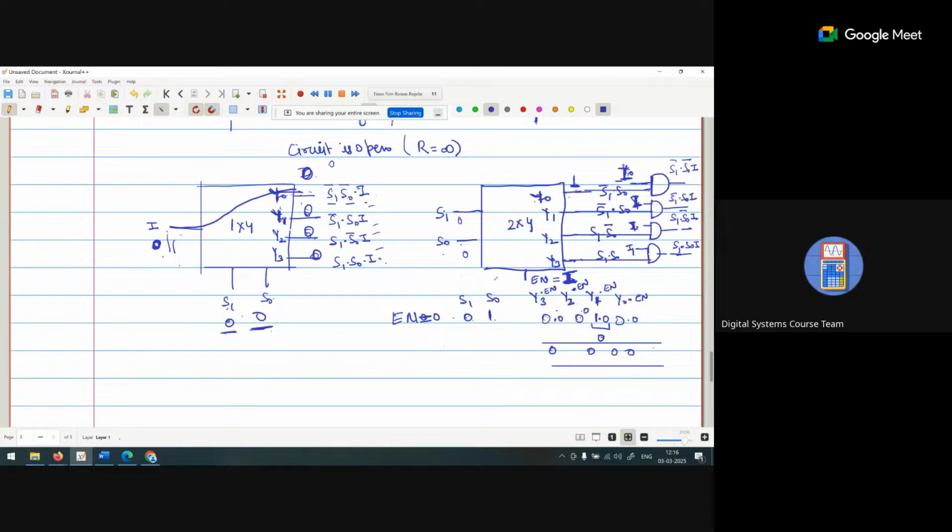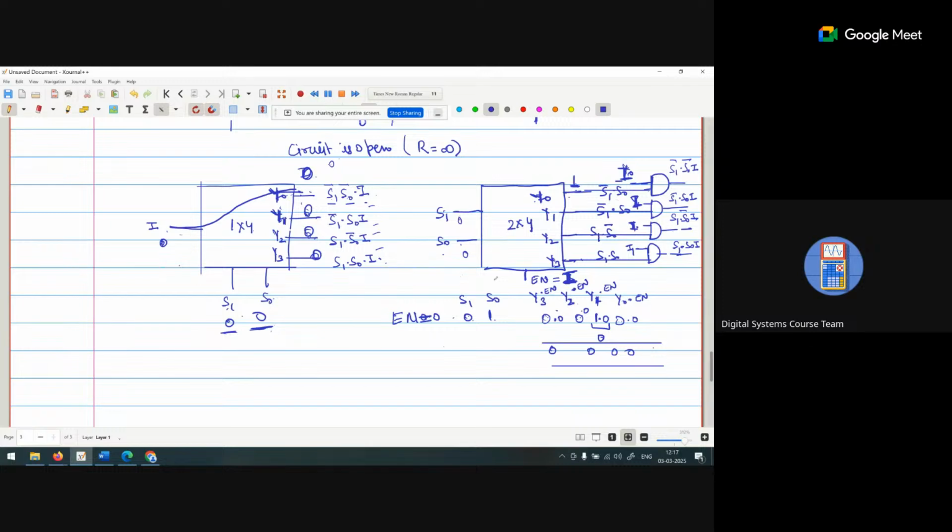But this is not true for all the scenarios. It is only dependent on the input. If input is 0, output is 0. If input is 1, output is 1. That's it. Sir, when I0 is a 1, then when you are ANDing with S1, S0 and 1, we get 1 as an output.